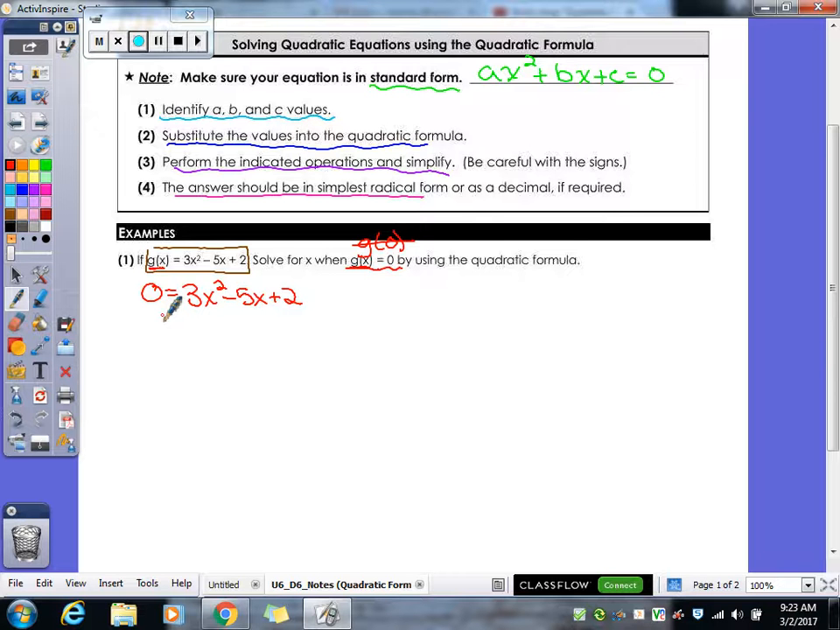So let's make sure, are we in standard form? Yeah, we got our x squared, we got our x, and then we got our constant. So let's go ahead and identify our a, b, and c. Our a value is in front of our x squared term, so our a is a 3. B is in front of your x, so that's a negative 5. And then your c is a 2.